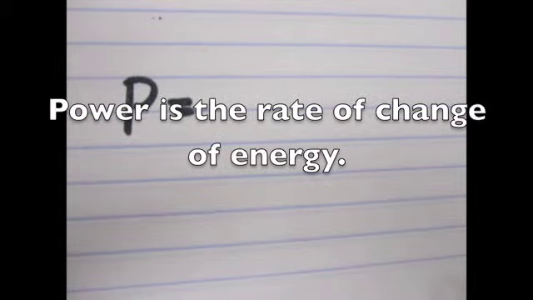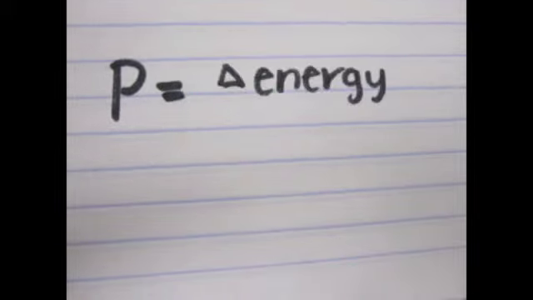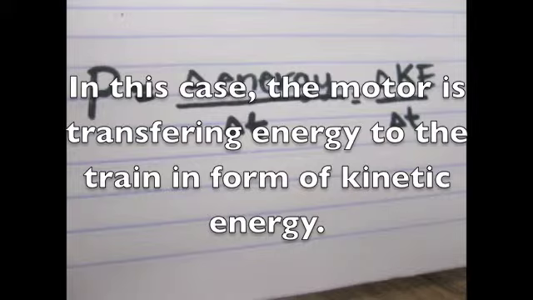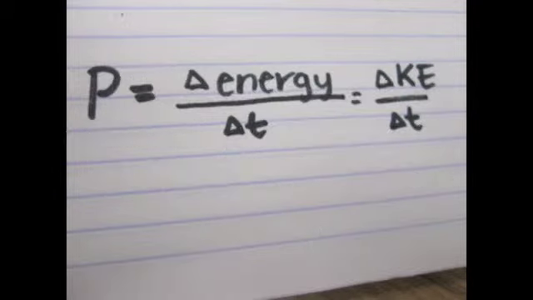Now what's the power of Steel Venom? P! Power! Power is the rate of change of energy. The change of energy over change of time. In this case, the motor is transferring energy to the train in the form of kinetic energy. So, power equals change in kinetic energy over change in time.